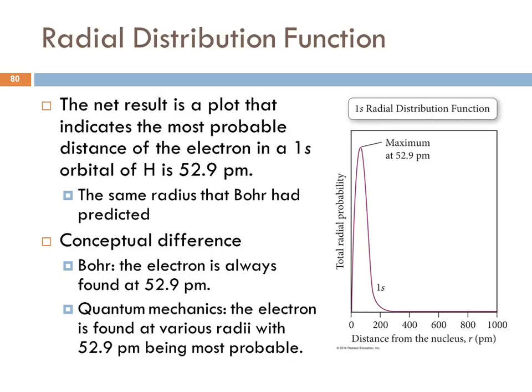There's a conceptual difference. Bohr was saying that the electron is always found at 52.9 picometers. That's the distance of its orbit from the nucleus. It's like it's tied on a string, and it's just going around in circles around the nucleus. That's what the Bohr model said. But quantum mechanics says the electron is found at various radii, various distances from the nucleus, but 52.9 picometers is the most probable distance. Okay? So there's a conceptual difference here. But 52.9 picometers is the most probable distance that you would find an electron at.